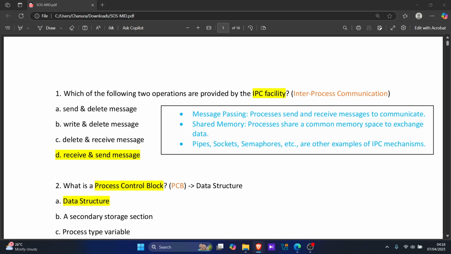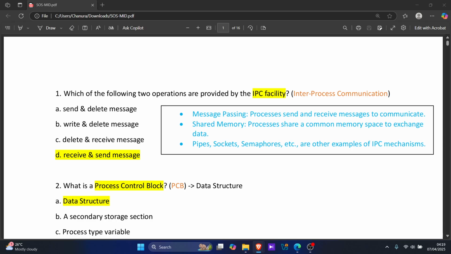Quick heads up, don't just watch, engage. Grab a notebook or play along in the comments. Let's make this interactive and fun, cyber style. Alright, no more delay. Let's jump right into it and see how strong your secure OS fundamentals really are.